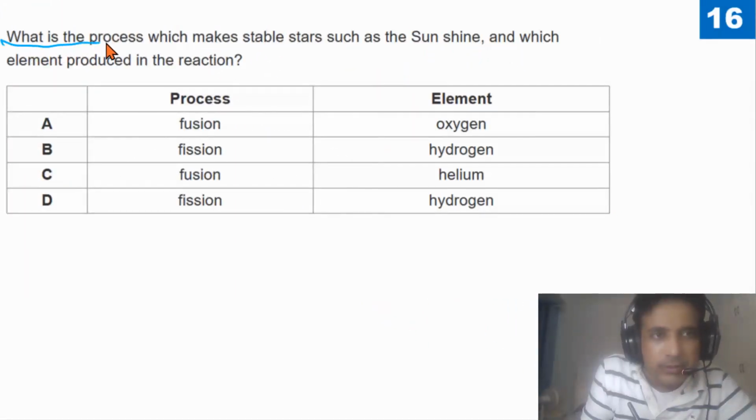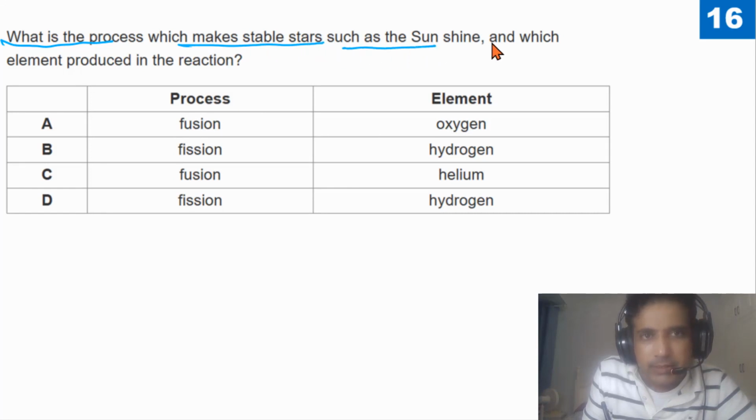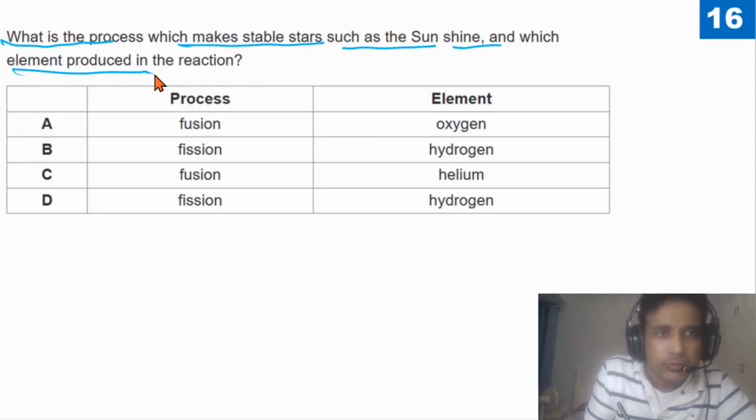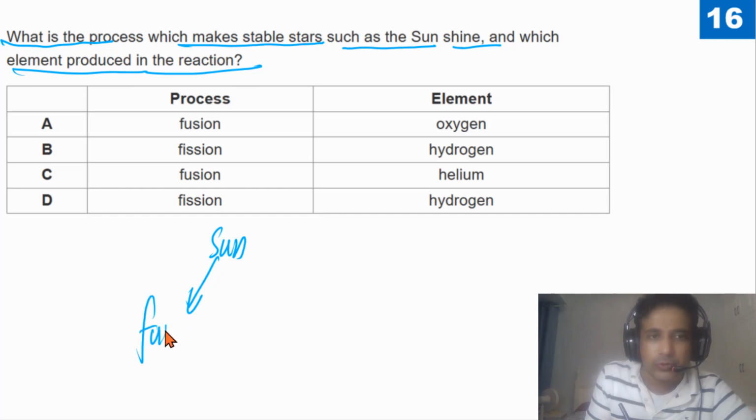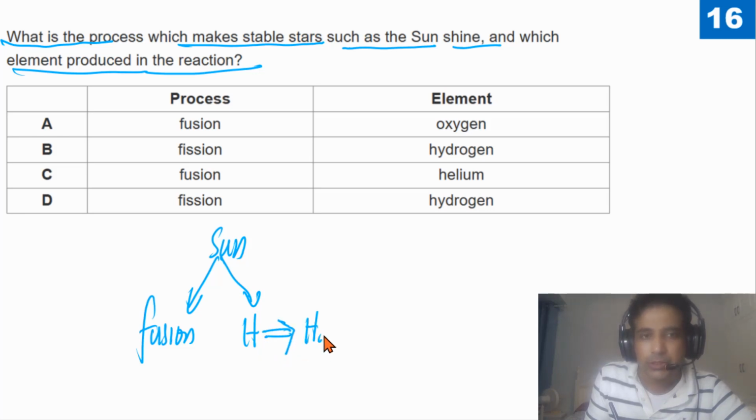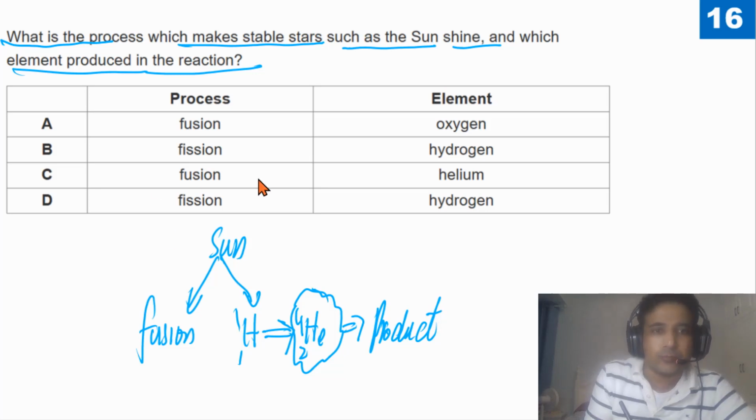Question 16 says, what is the process which makes stable stars such as the sun shine, and which element is produced in the reaction? Means a sun-like star. In the sun, we need to understand that fusion is taking place. In fusion, hydrogen fuses into helium. So helium is produced. It is asking us which element is produced, so this is the product. So fusion and helium. So the answer for this question is C.